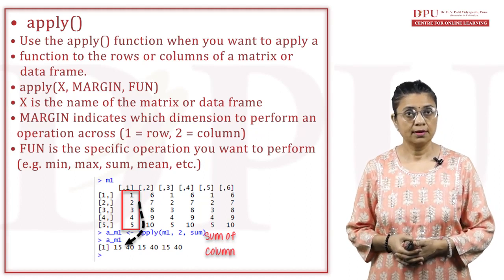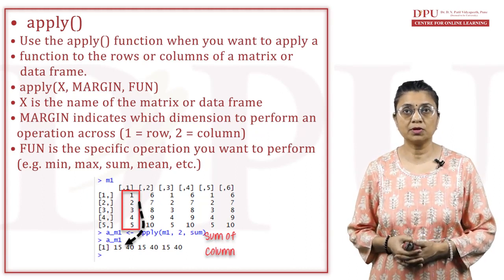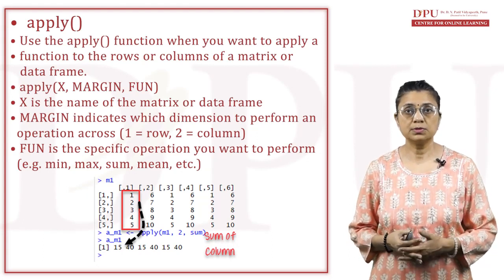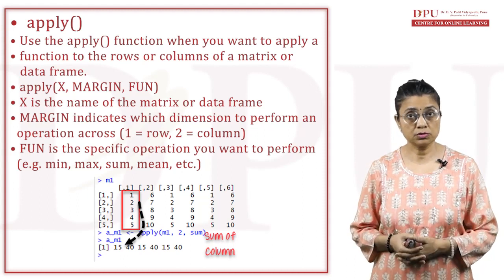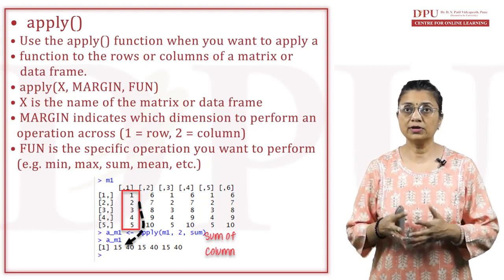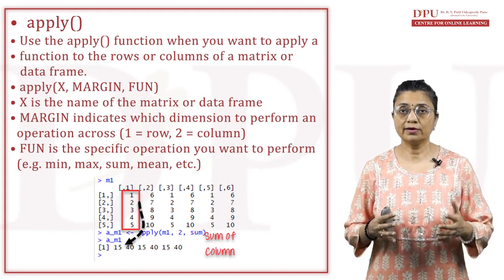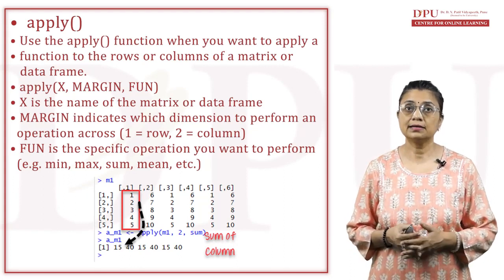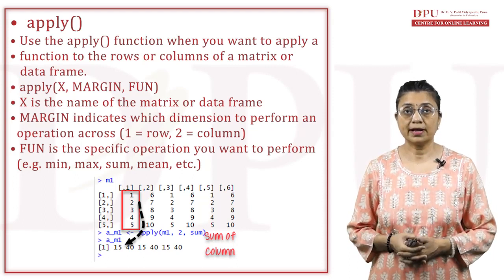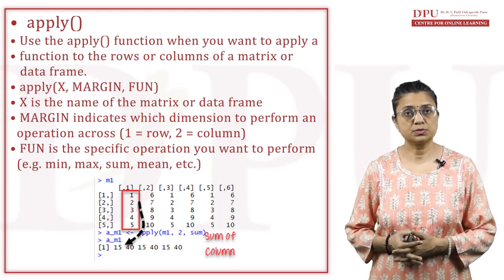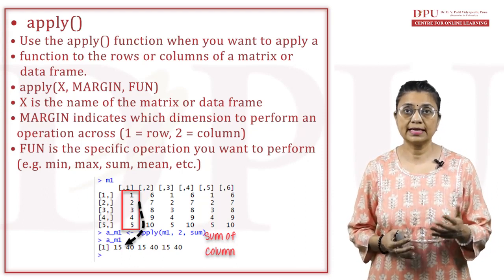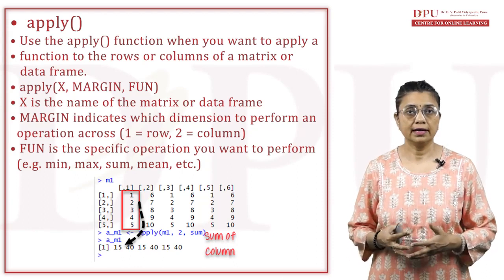Next we have margin. Margin indicates which dimension to perform an operation across. 1 equals row and 2 equals column. This means whether I am doing a total of rows or a total of columns, which means row wise or column wise. So if I want to find out the total of columns, the value of margin would be 2. The next parameter is called fun. Fun is the specific operation that we want to perform. Fun can take many functions like min, max, sum, mean, etc.